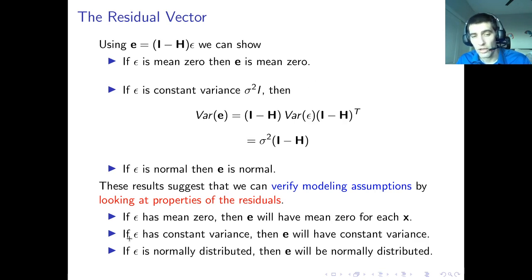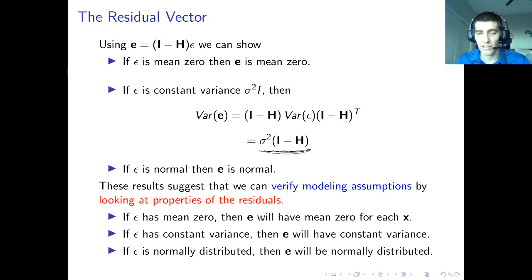We know that if epsilon has constant variance, then the residual vector will have constant variance, where the variance is determined by this quantity here. Lastly, if epsilon is normally distributed, then the residual vector will be normally distributed. And this is the last property we talked about: a linear combination of Gaussians is Gaussian.